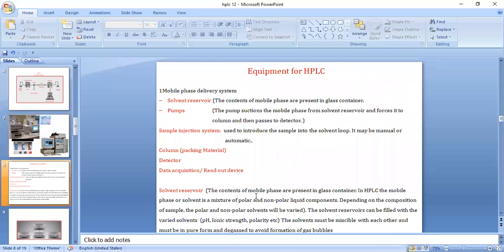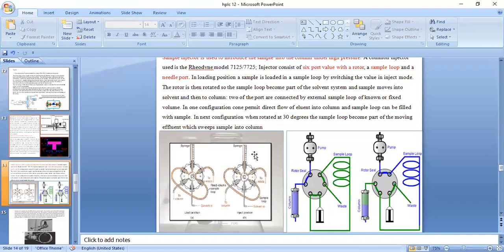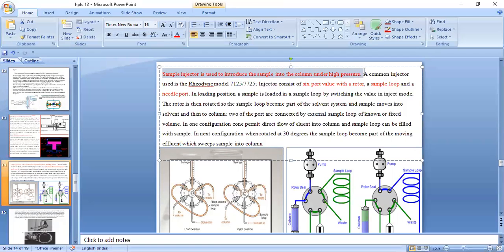So इंजेक्टर का काम क्या है, whether it is manual or whether it is automatic. The injector has a role that it places the sample into the loop of a solvent. जो solvent जो है वो कॉलम की तरफ जाता है. अगर हम इंजेक्शन नहीं देंगे तो solvent जो है खाली रन करेगा, sample रन नहीं होगा. So once the sample is run by using the HPLC, then you need an injector which can place your sample into that loop so that it can pass to the column. So normally जो injector हमारे पास है, the sample injector is used to introduce the sample into the column under high pressure.